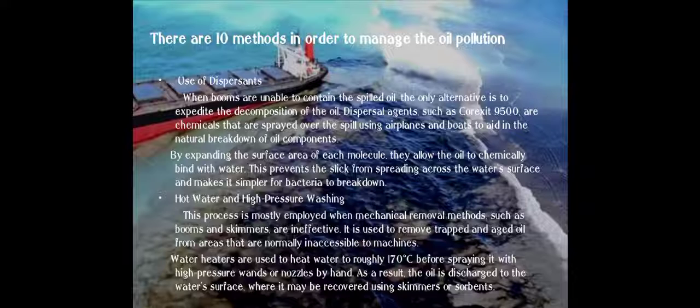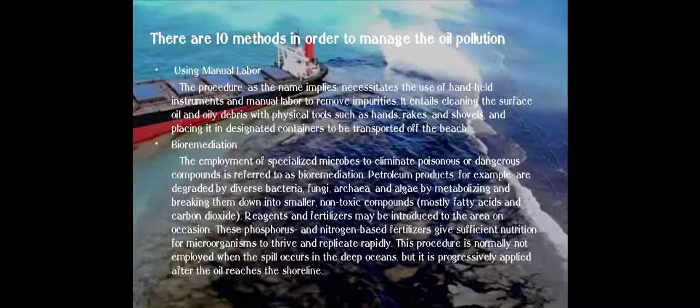Sixth, hot water and high pressure washing. This process is mostly employed when chemical removal methods such as booms and skimmers are ineffective. It is used to remove trapped and aged oil from areas that are normally inaccessible to machines. Water heaters are used to heat water to roughly 170 degrees Celsius before spraying it with high-pressure wands or nozzles by hand. As a result, the oil is discharged to the water surface where it may be recovered using skimmers or sorbents.